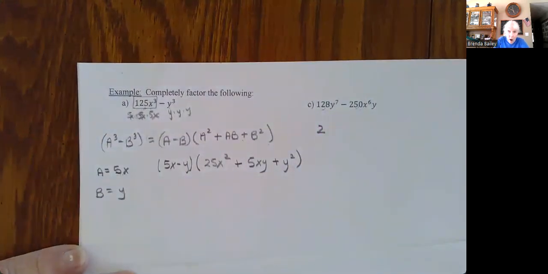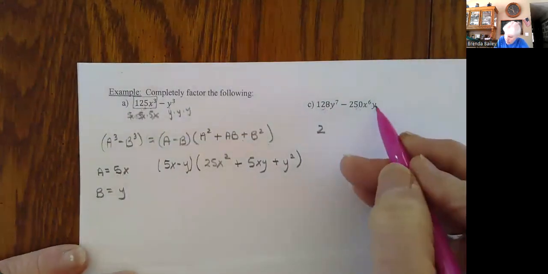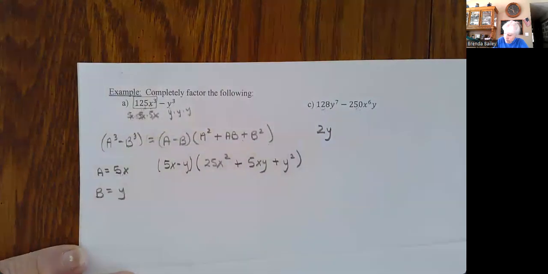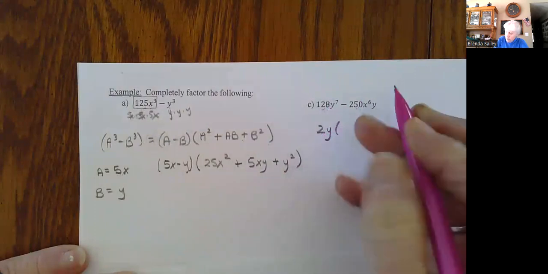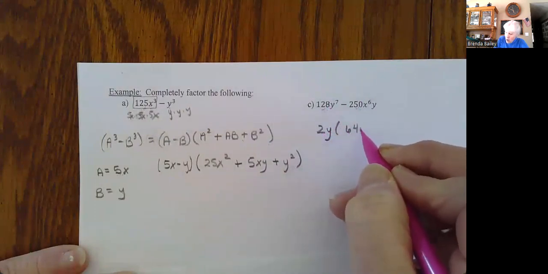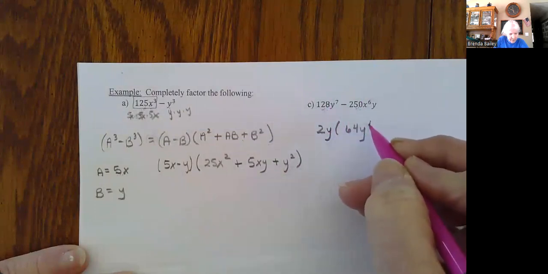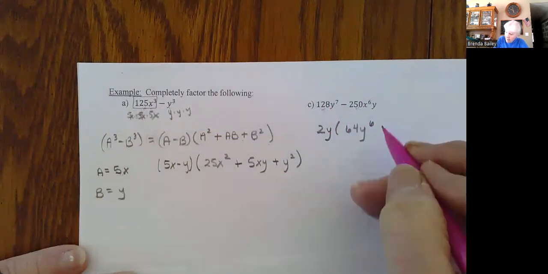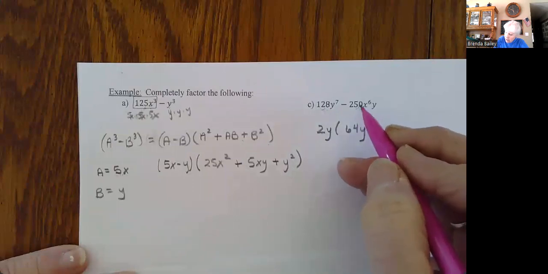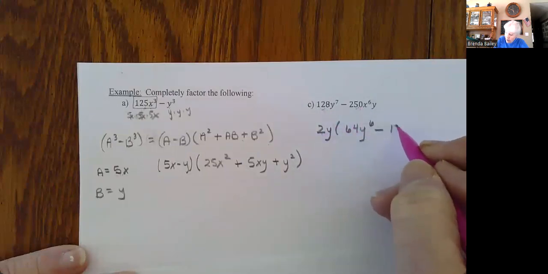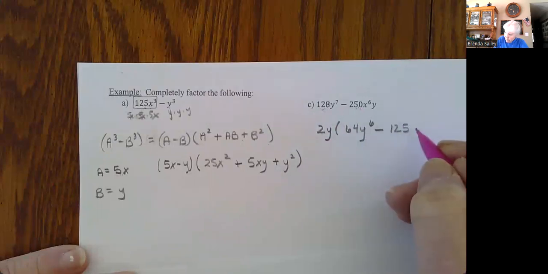They look like they both have a y, and the smallest will use the y to the first. This divided by 2, 128 divided by 2 is 64, y to the 6th. Minus 250 divided by 2 is 125, x to the 6th.